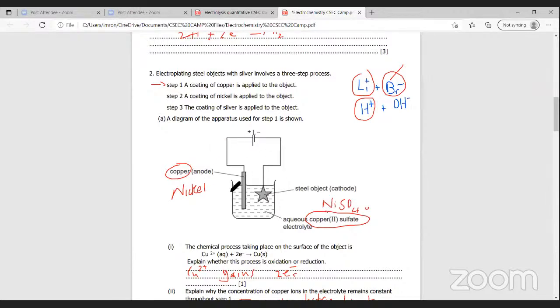Okay, now in this case, somebody said, why would we use nickel? Why do we use nickel sulfate? Remember what we said, that if you're doing electroplating, three things.